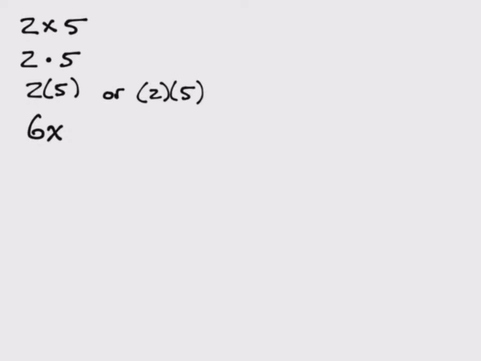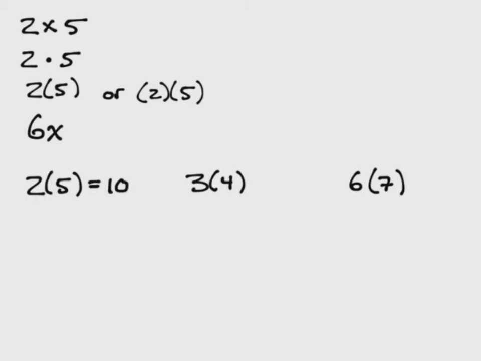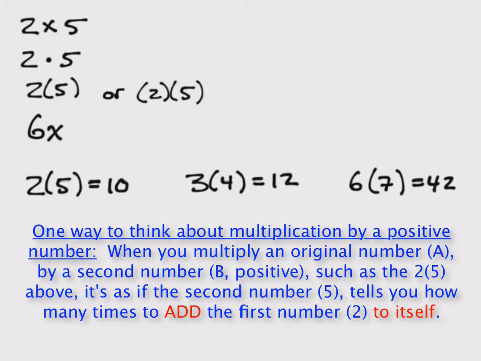So here are a few examples. 2 times 5, 3 times 4, and 6 times 7. Now, I'm sure that you already know that the product of 2 and 5 is 10, the product of 3 and 4 is 12, and that the product of 6 and 7 is 42. But I'd like to share one way that I like to think about multiplication by a positive number. When you multiply an original number, we'll call it A, by a second number, we'll call it B, which is positive, such as in 2 times 5, it's as if that second number, 5 in this case, tells you how many times to add that first number to itself. Multiplication is actually just a way of condensing addition.